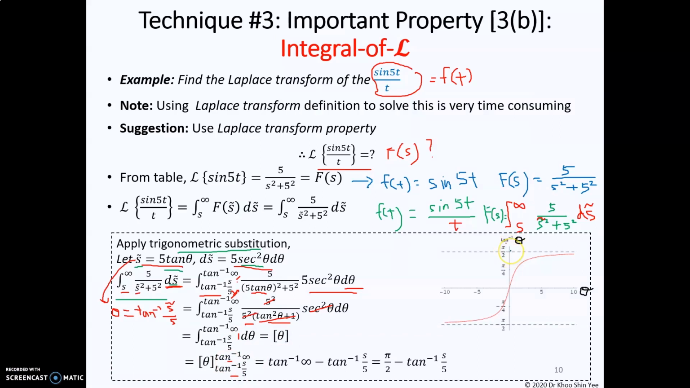This is the graph for the arctangent, where you can see that when your angle is close to infinity, you will get some number close to pi over 2. So with that, we can substitute this number inside. So this is your final answer. And when we perform the Laplace transform for this f(t), you will get the F(s) equal to this answer.